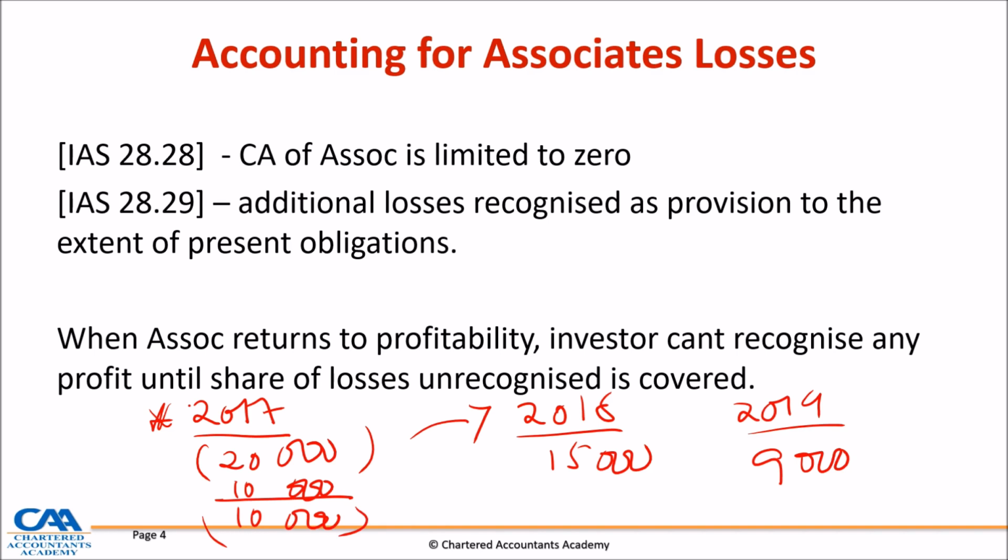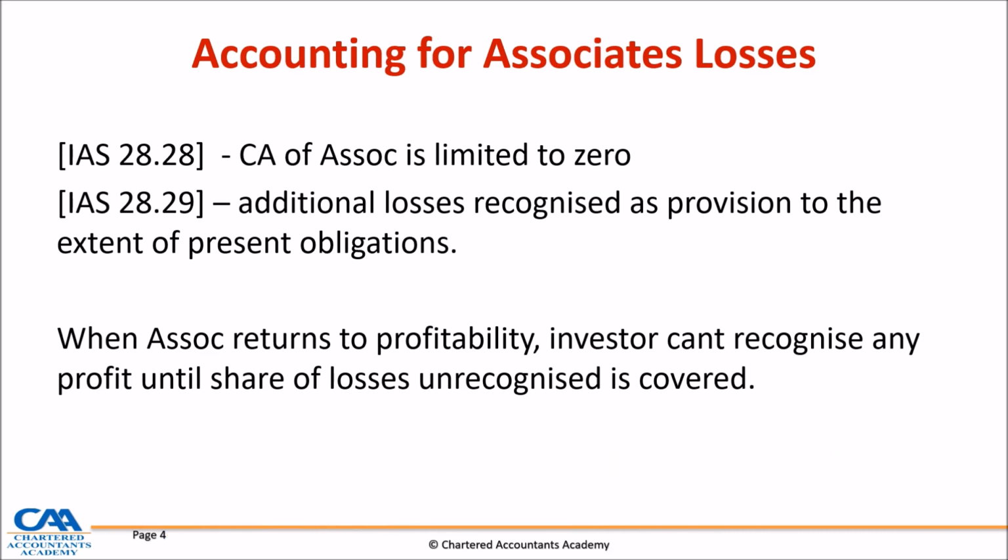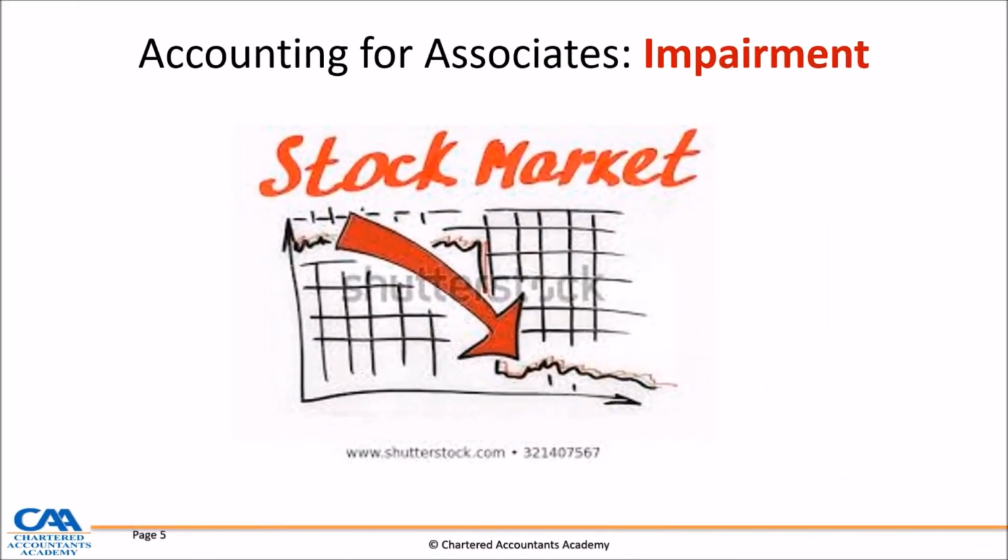Then in 2018, the entity returns to profitability and your share is 15,000 of that. Of these 15,000, you cannot recognize the full 15,000 as a profit, because the first 10,000 is going to address the amount which you had not recognized, which was the loss before. Which means your share of profits in 2018 will only be 5,000 after covering the losses which were there before. Okay. So that's what I also wanted to clarify.